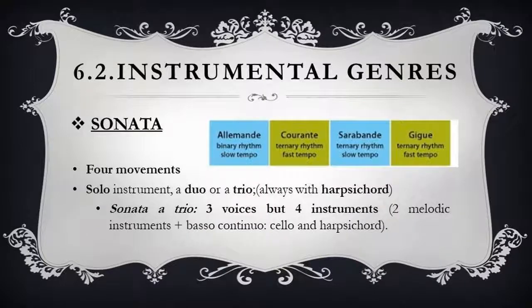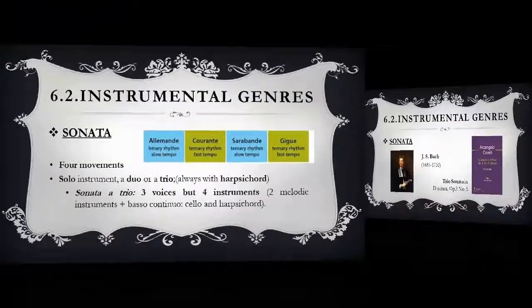Sonata. It's a compound form divided into 4 movements or sections that contrast along slow and fast beats with different textures and rhythms. The sonata can be composed for a solo instrument, a duo or a trio, but always with the accompaniment of the harpsichord as a basso continuo. Sonata a trio: 3 voices but 4 instruments, 2 melodic instruments plus basso continuo, cello and harpsichord.